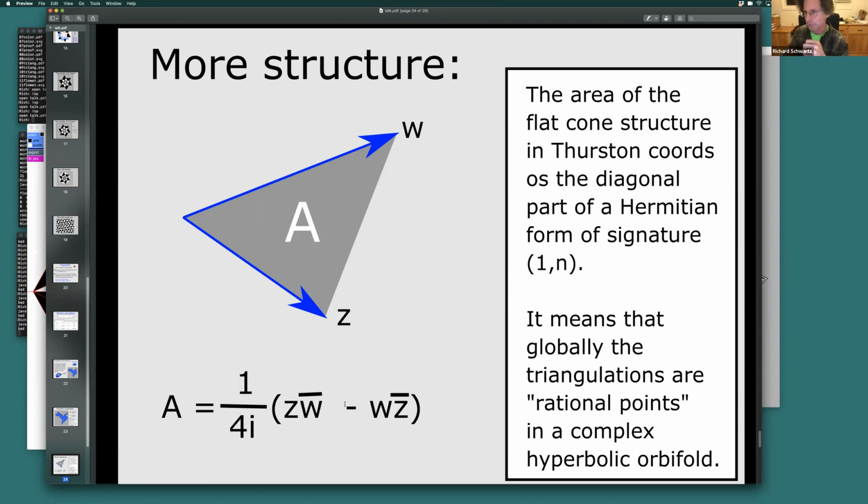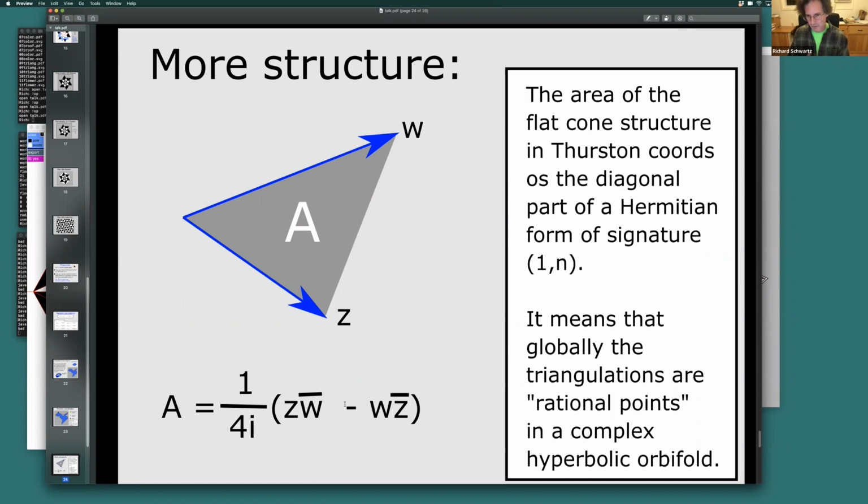So this thing's like a dot product, except instead of just having v dot w equals w dot v, you have v dot w equals the conjugate of w dot v. That's what a Hermitian form is. And the Hermitian form turns out to be of type 1,n for whatever the dimension is. In this case, for the octahedron, it would be 1,3.